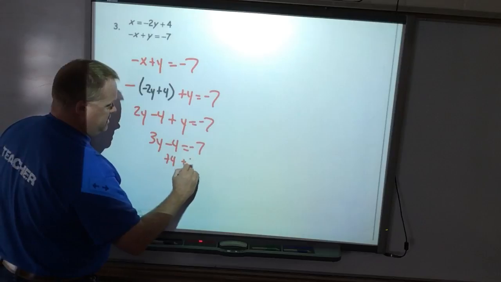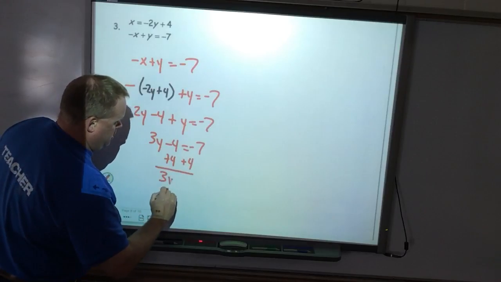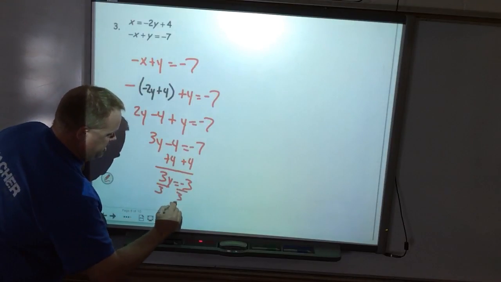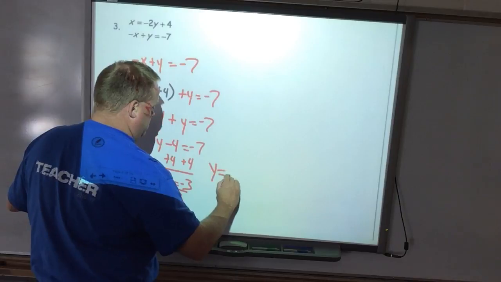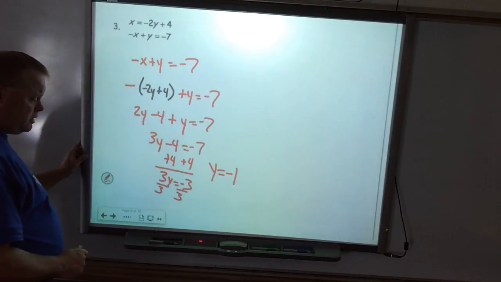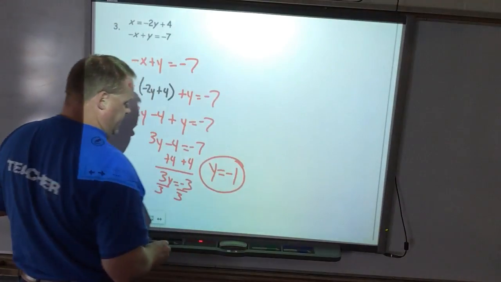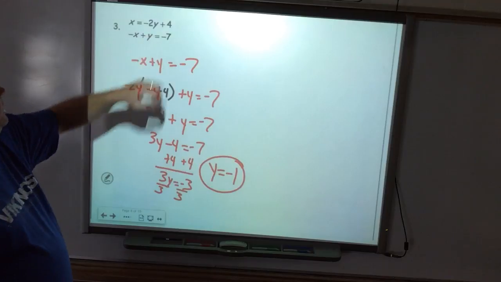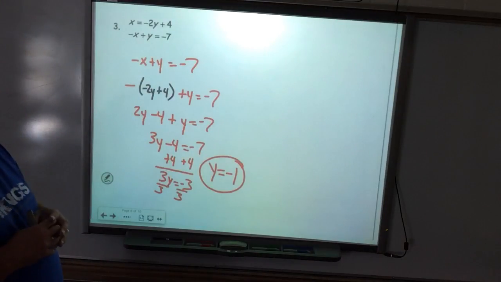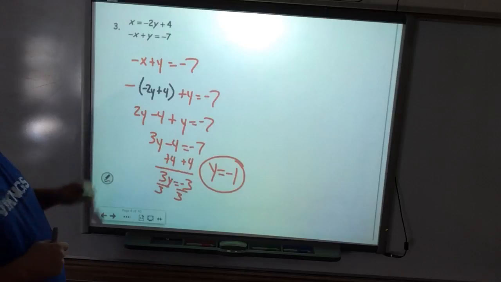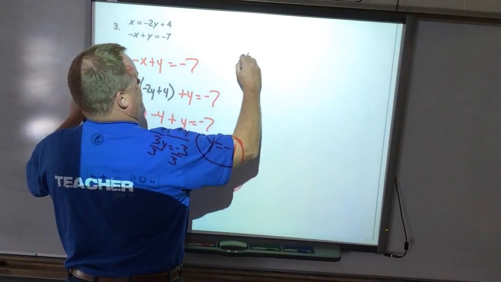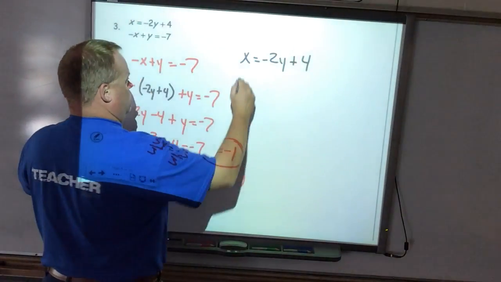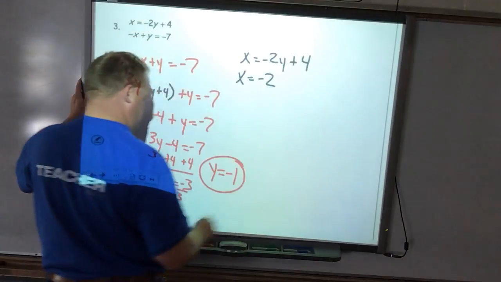Add my 4 to both sides. 3y equals negative 3. Divide by 3, divide by 3, and that becomes y equals negative 1. So I have y equals negative 1. Well, I can, once again, plug that negative 1 into either one of the two equations. It does not matter which one. I'm going to plug it into the x equals negative 2y plus 4 equation.